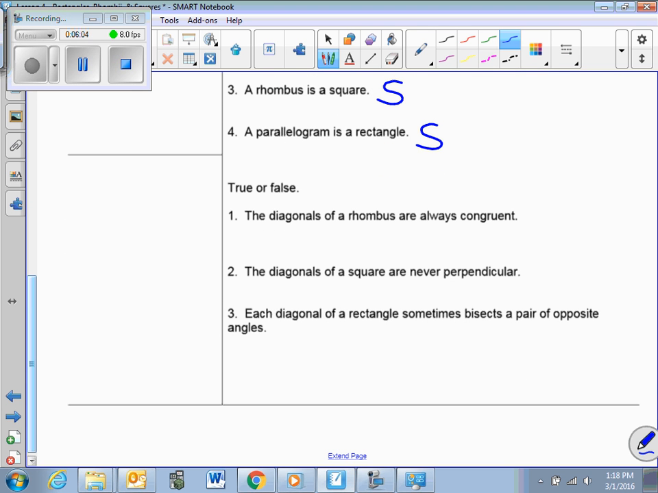Okay, here we go with the true false. The diagonals of a rhombus are always congruent. That's got to be false. Why is that false? Well, because the only time they would be congruent is if the rhombus is a square. So the diagonals would be congruent.